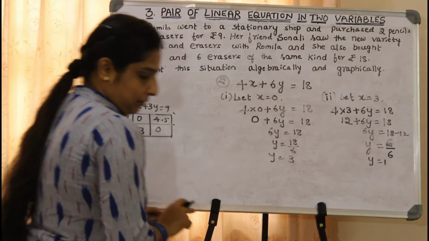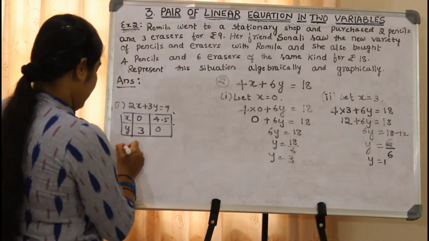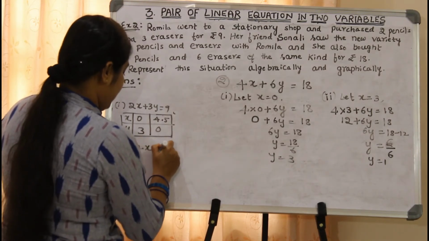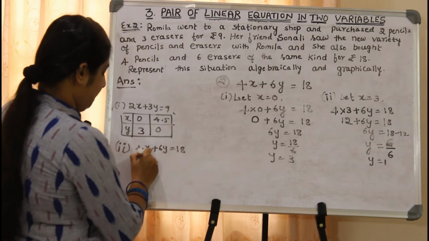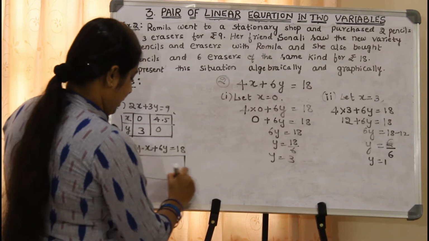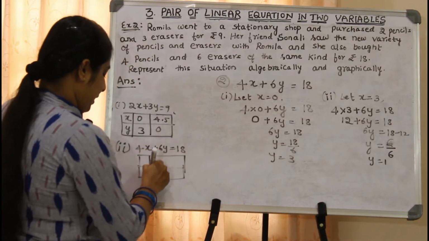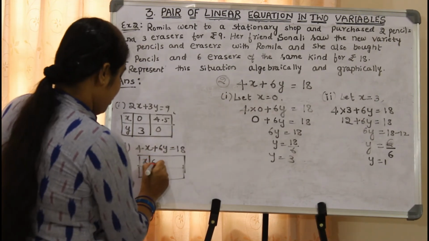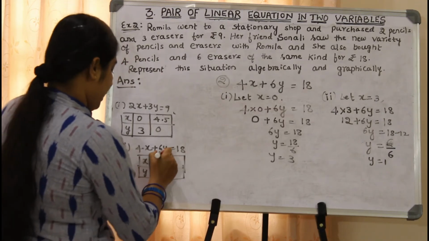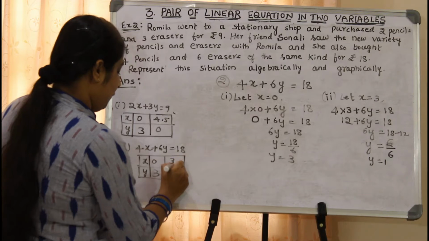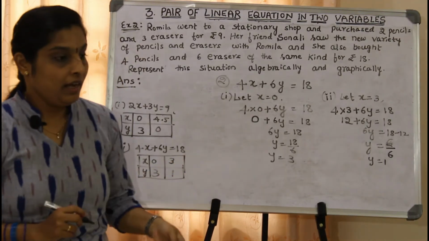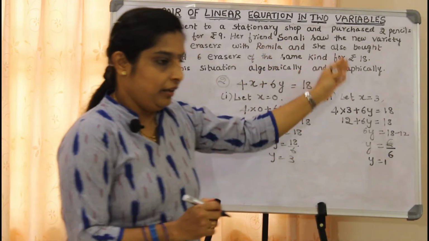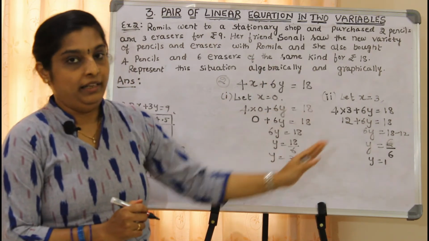So my second table will be this, that is for 4x plus 6y is equal to 18. It will be like this. My x value, y value. So when the x was 0, y was 3, and when the x was 3, y was 1. So as I plot the graph for the first equation, you can also plot a graph like this using these values.